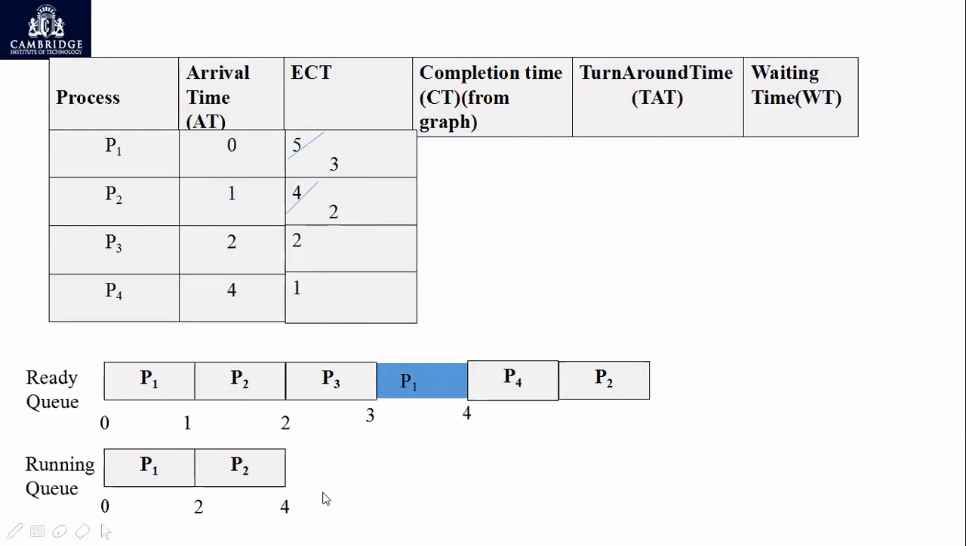Next you choose P3 from the queue. P3 would get executed for 2 milliseconds. With that P3 is completely executed, you can remove it from the running queue. Need not save it back into the ready queue because it has been completely executed. Now after P3, P1 would be chosen. So P1 would run for another 2 milliseconds, which means I'm left with 1 more millisecond. So save this back into the ready queue after P2.